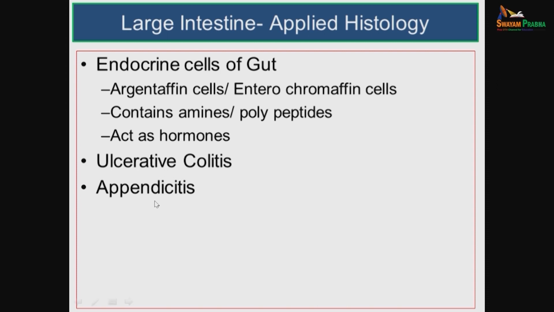Inflammation of the vermiform appendix again is one of the important clinical conditions seen in the large intestine. It is called appendicitis. We will see in the next slide the histological features of the appendix. Any inflammation of the appendix, if it is acute, has to be immediately removed. Surgically, the appendix has to be removed.